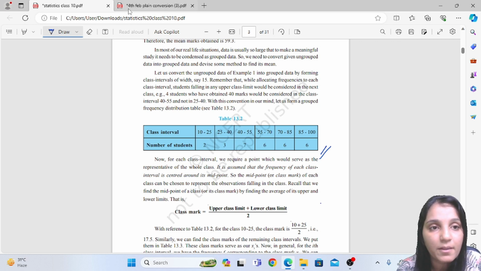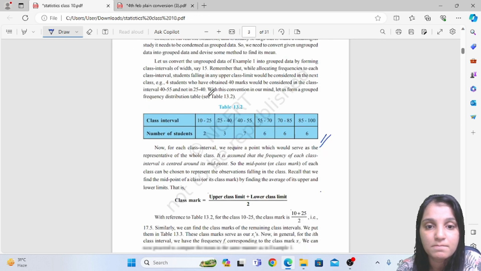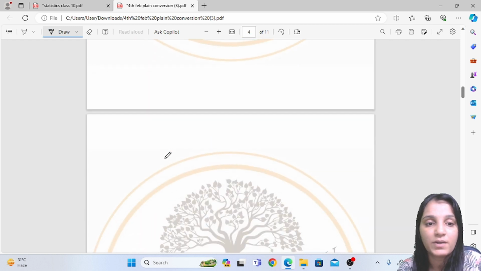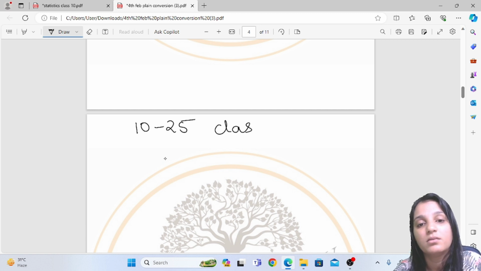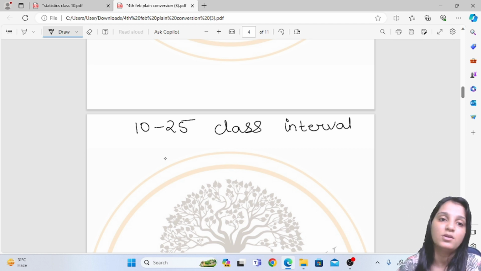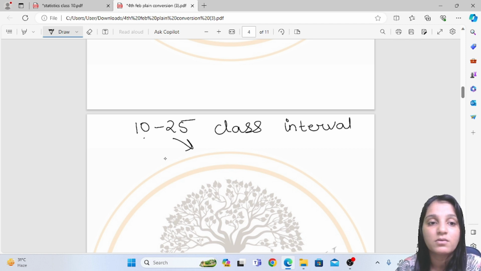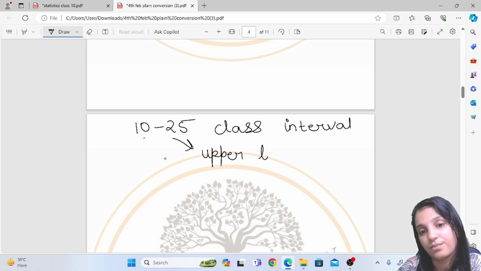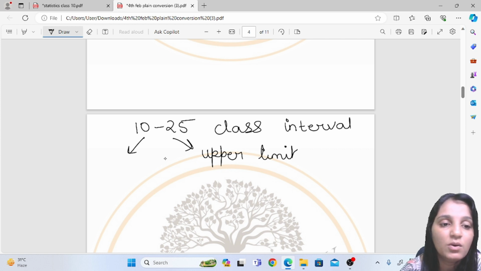Now class interval 10 to 25. Suppose now this is called class interval. Now in 10 to 25, 25 is the highest, right? So this is called upper limit. Okay, this is called the upper limit and this is called the lower limit of an interval.